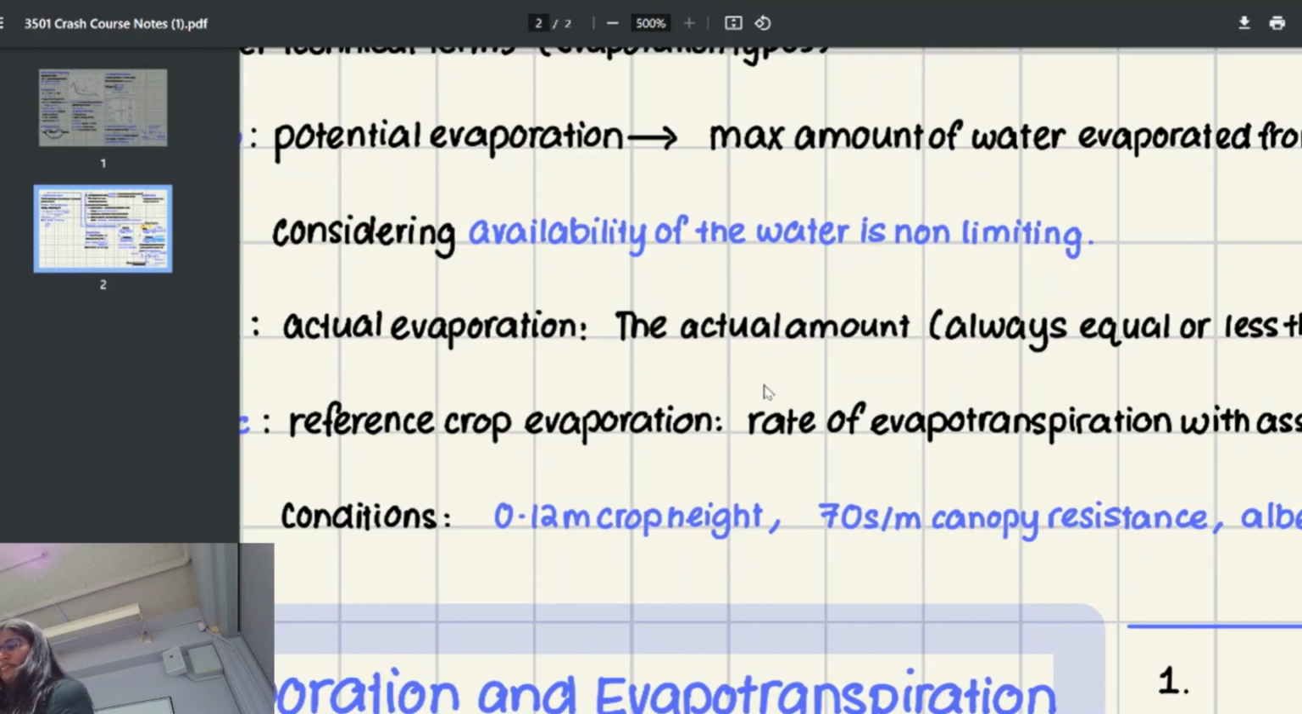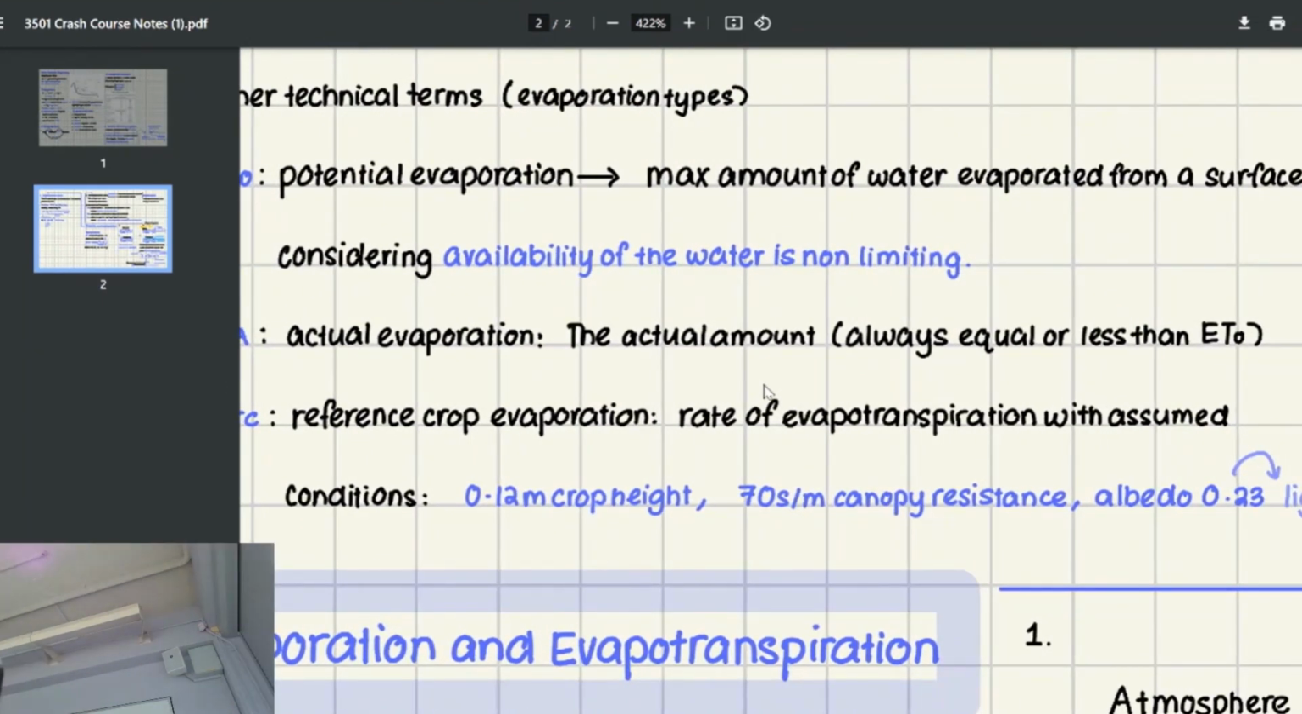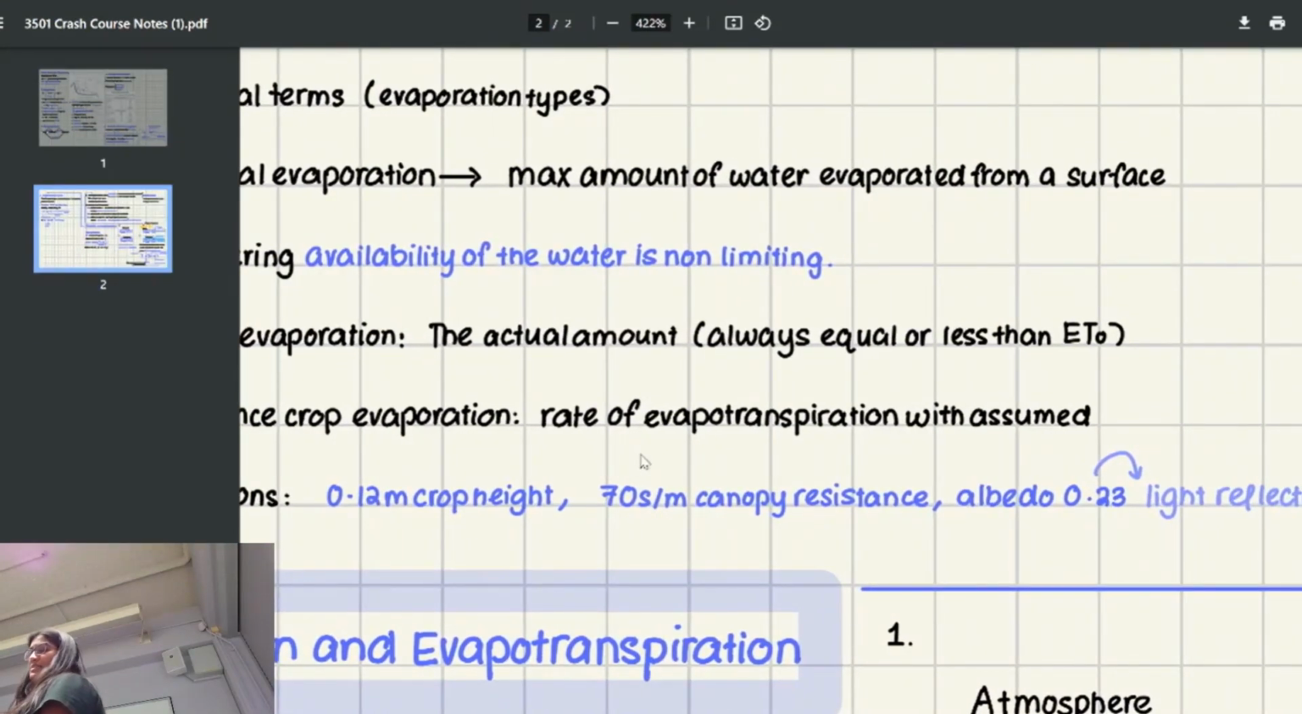And then finally, the reference crop evaporation is kind of different. This one measures the rate of evapotranspiration, and with this one there are always assumed conditions, so if you want to note down anything from this, I would note down those. You have to consider the crop height. Crop height meaning, I guess, the density or depth of your vegetation, whether it's a rainforest or a wheat field. There's obviously quite a large difference there, so the evaporation is going to differ quite a bit.